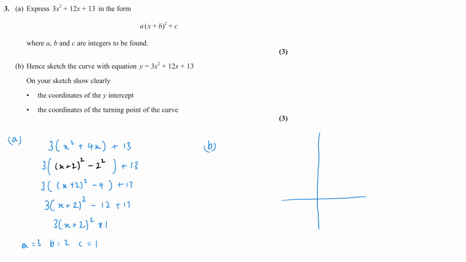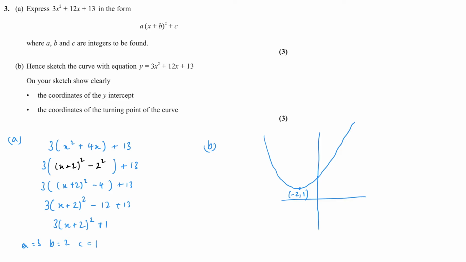Okay, so x plus 2 inside the brackets means it's 2 squares to the left, so you've got your standard x squared graph touching and going through the point 0, 0 at its minimum. We're moving it 2 to the left and then 1 up. So it's going to look like this. So 2 to the left and 1 up. So it's minus 2, 1. It crosses the y-axis at 13.